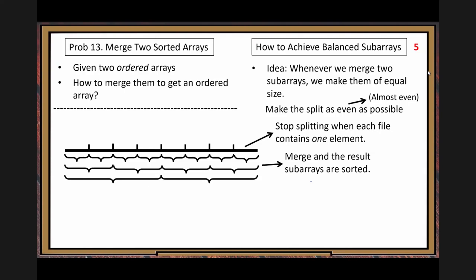Larger and larger. The last merge, because you only have two ordered subarrays before you get your final destination. In the last merge, you get a whole array ordered.